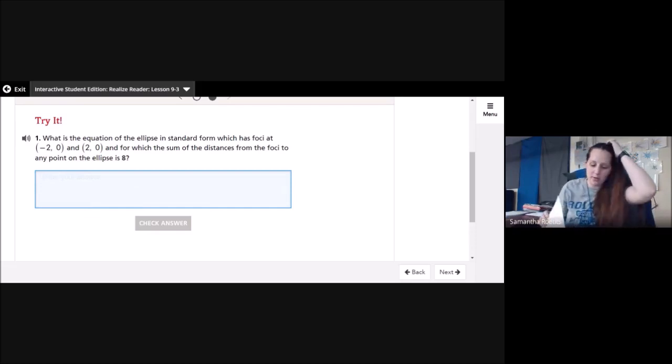So last time we were dealing with a vertical major axis, and this time we're dealing with a horizontal one. I know that I can use these two points and the distance formula and set it equal to 8 in order to solve for my points.